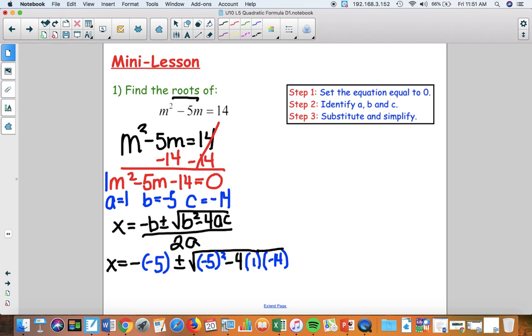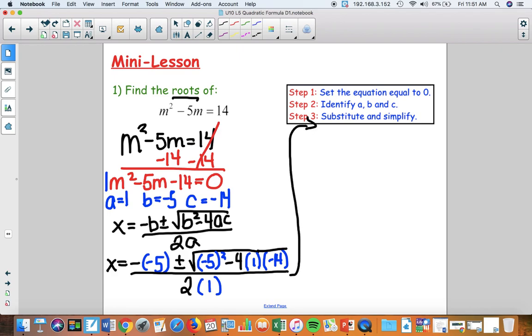Just extend this line. And that was all over 2 times A. A was 1. Okay, now the next thing we are going to do is plug in everything that's underneath the radical only. I'm going to draw an arrow to continue my work up here.